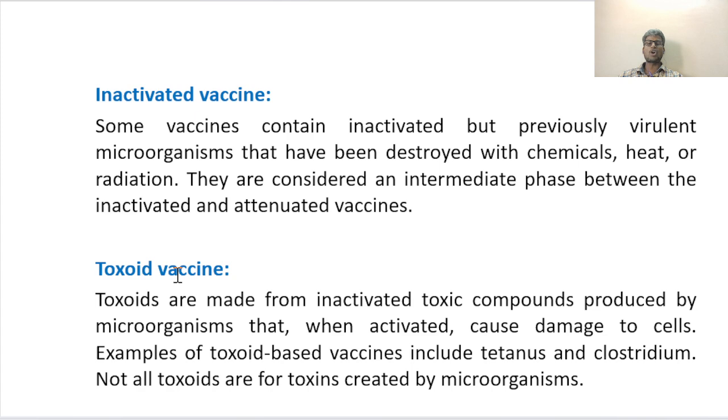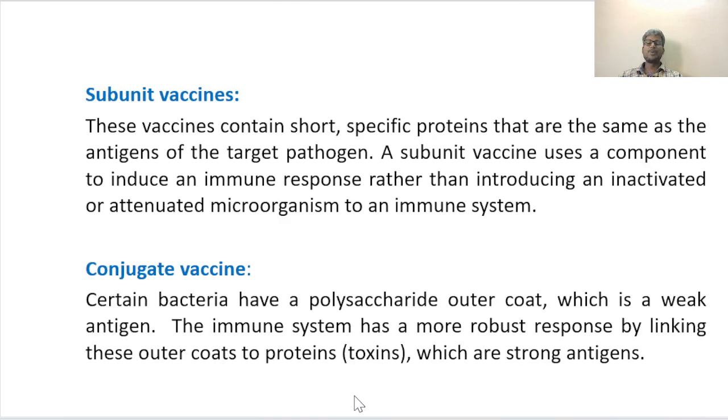The third one is toxoid vaccines. This is a special vaccine where toxoids are made from an inactivated toxic compound that is produced by microorganisms, which when active cause damage to cells. Examples of toxoid-based vaccines include tetanus and clostridium. Not all toxoids are produced from toxins created by microorganisms; that differs based on their survival nature or environment.